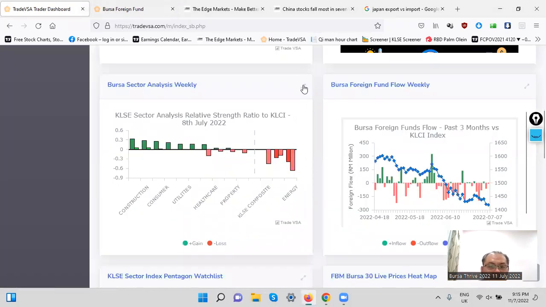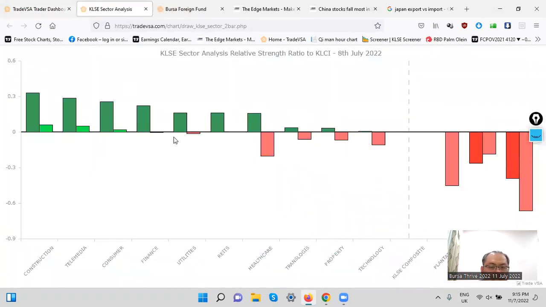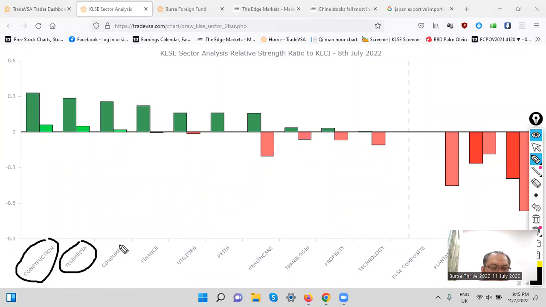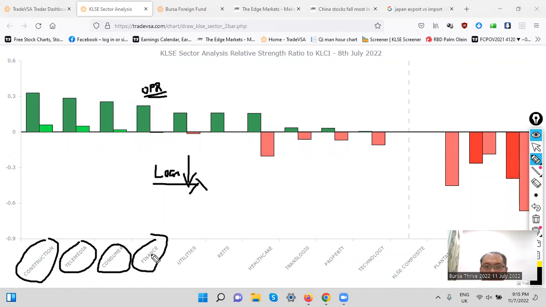Another one we will look into is the KLSE sector by sector. We have seen some improvement in construction, telemedia, consumer and finance. Finance must be because the OPR went up. OPR going up is actually good for banks, for the short term only. For the long term, when the report comes out, the loan growth will actually be no good for finance, for banks.